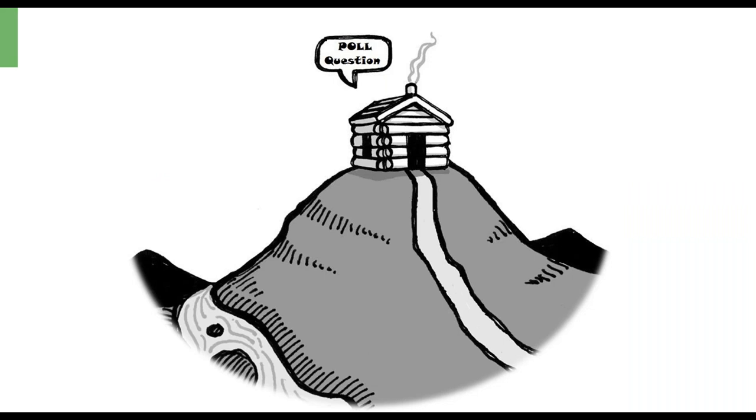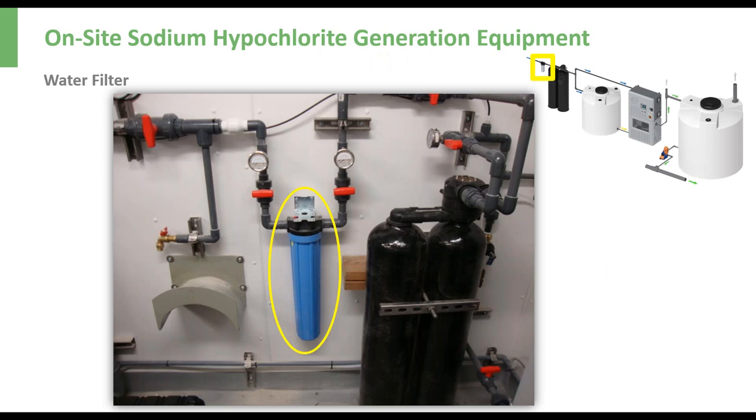All right. So now that we've talked about the basics of the process overall, I wanted to show you some pictures of what I was talking about. In the upper right-hand corner, you can see a small illustration of the process I showed previously, and I just wanted to show a few pictures. When I talked about a water filter, here's an example of a water filter. On a typical system, we will have a cartridge filter that you can unscrew, pull out the cartridge, and put a new cartridge in.